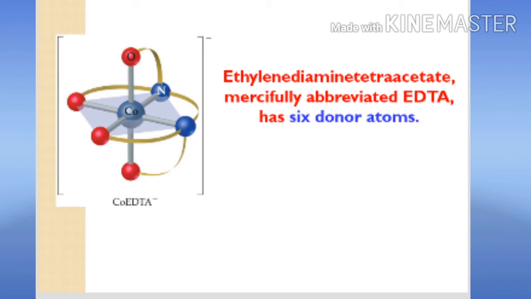Nitrogen atoms donate their lone pair of electrons to the cobalt and form 2 coordinate covalent bonds. At the same time, the 4 oxygen atoms which are present at the tips donate their lone pair of electrons to the cobalt and form coordinate covalent bonds. In this way, one ligand EDTA, ethylene diamine tetraacetate, contains 6 donor atoms, and all those 6 donor atoms donate their electrons to the central metal atom and form 6 coordinate covalent bonds.